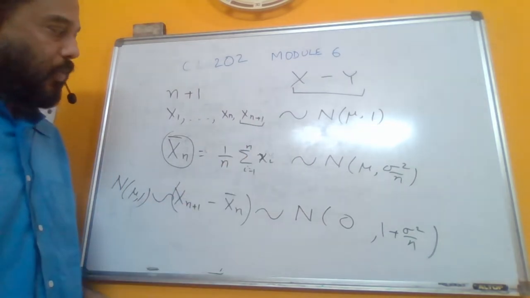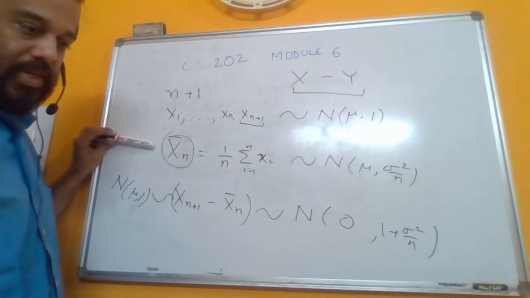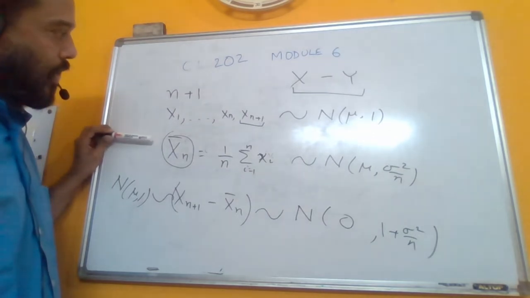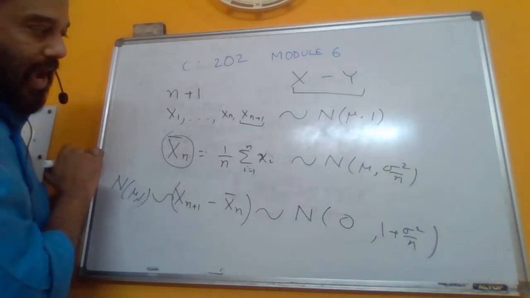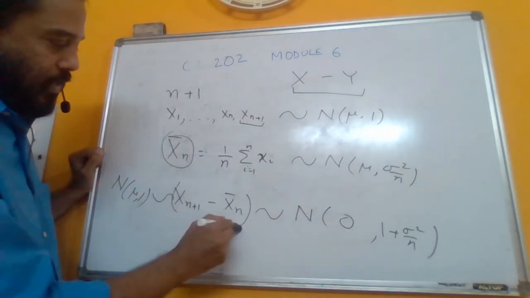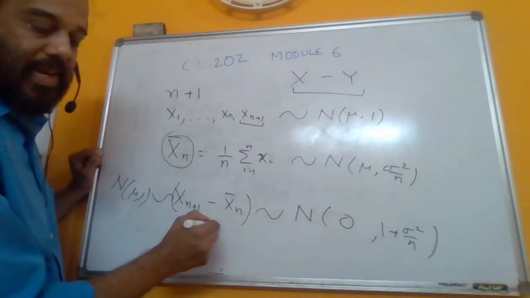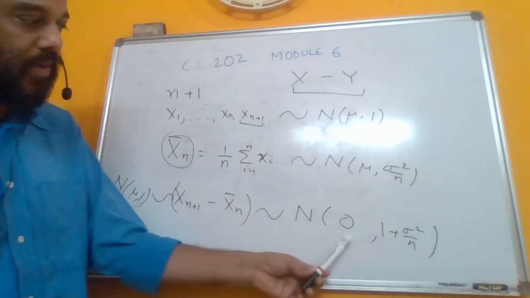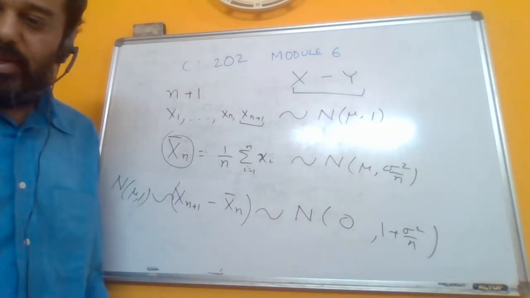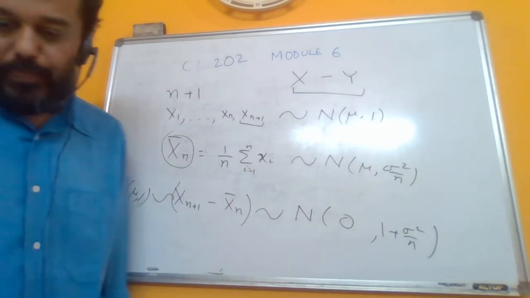The simplest way to do it is to look at the characteristic or the moment generating function of xn plus 1, and you can find out the moment generating function of this quantity. You will see that it will have the same moment generating function as that of a Gaussian. And then you can calculate the mean and the variance of that.